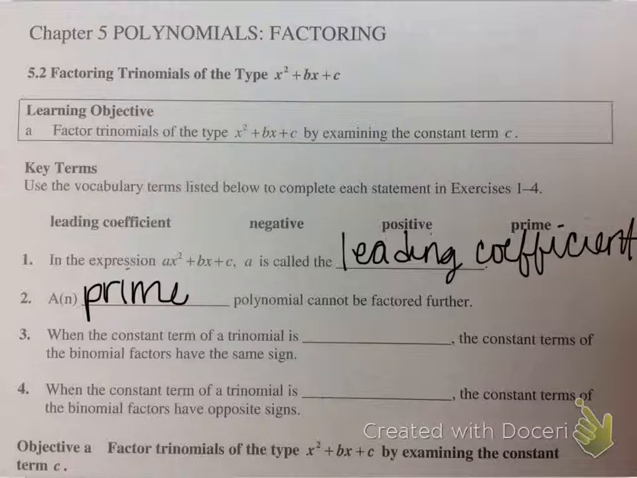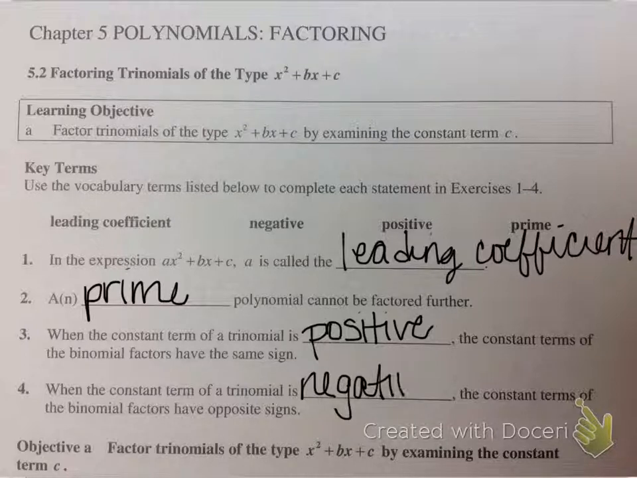Three, when the constant term of a trinomial is blank, the constant terms of the binomial factors have the same sign. Well, this would be positive. In order to get a positive product, you have to either multiply a positive times a positive or a negative times a negative, so that's what that's referring to. And finally, when the constant term of a trinomial is negative, the constant terms of the binomial factors have opposite signs.